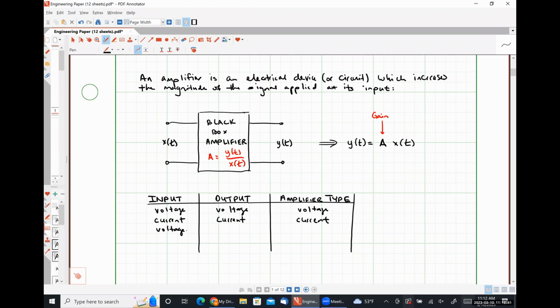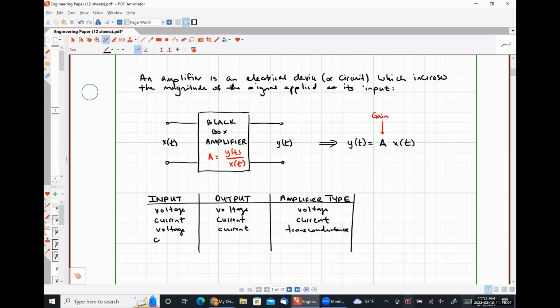If we apply a voltage at the input and measure a current at the output, we have a transconductance amplifier. The most common transconductance amplifier is simply a transistor. That's exactly what they do. They convert a voltage at the input into the current at the output.